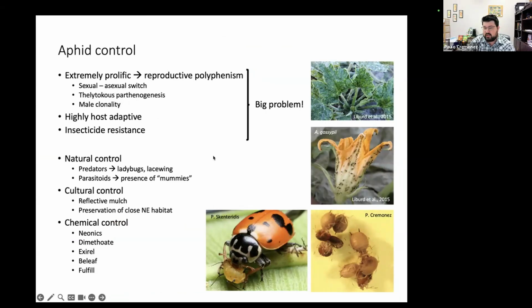That's not only it. The females that are laid are already pregnant. So they are really, really fast in terms of reproduction, and they have male clonality. So they will basically pass on the genetic characteristics that they have. And why is this important? Well, because they can be highly host adaptive, and all the males that had resistance to an insecticide will be cloned. So the next generation will definitely have insecticide resistance as well.